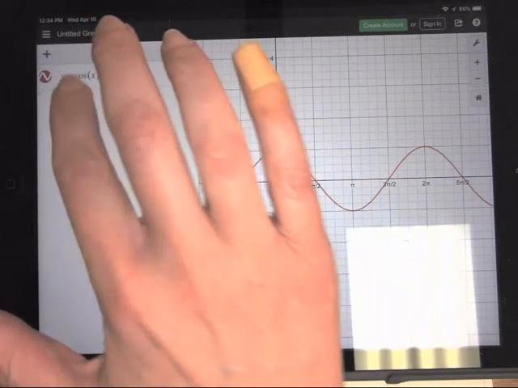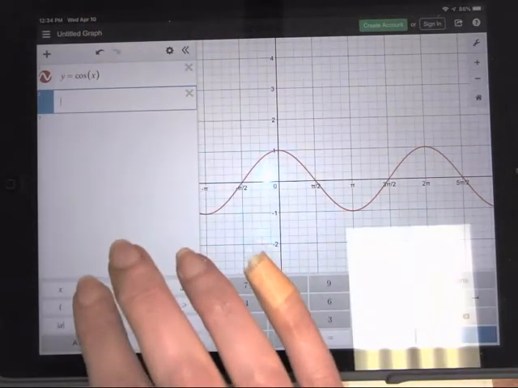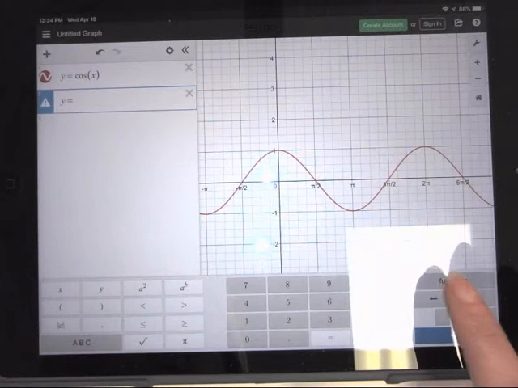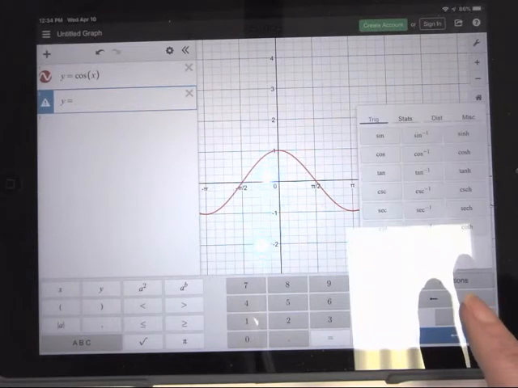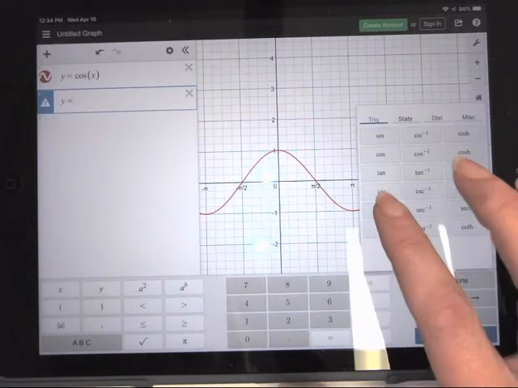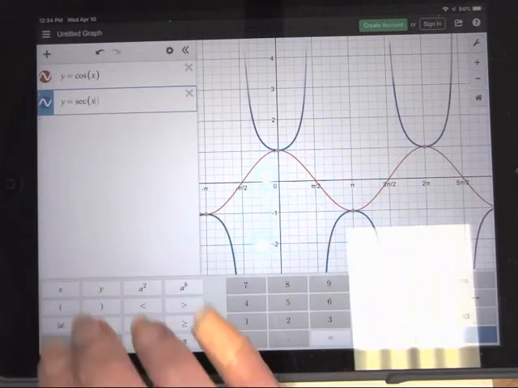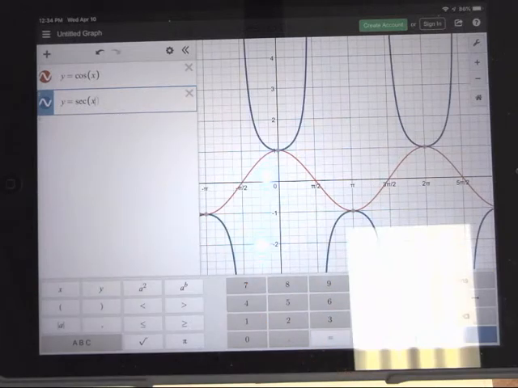So now let's put in here secant. So y equals, let's pull this up and see if they've got secant, and they do, secant x. Do you see how that looks? And it does the same thing that cosecant does with the sine curve, secant does with the cosine curve. Very, very cool. Okay?